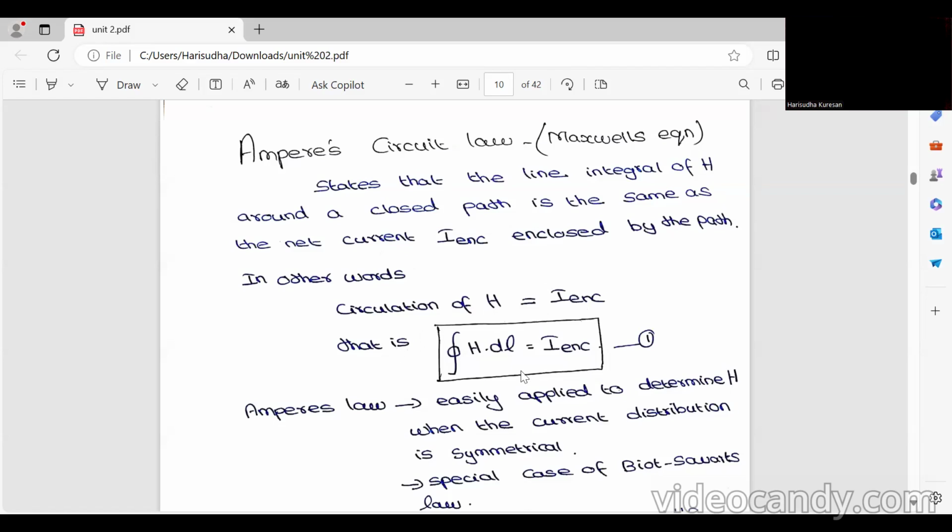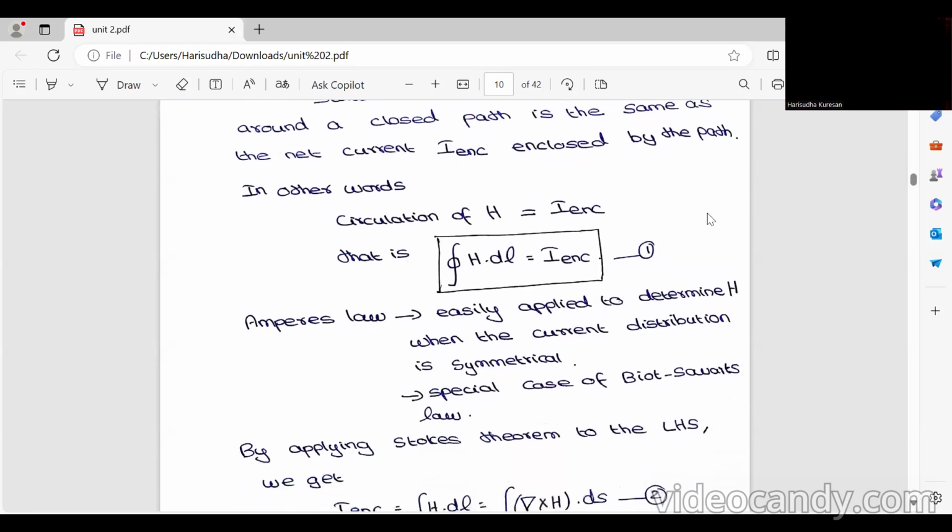So we'll see the expression for Ampere's circuit law. I have said a closed path, so since it is a closed path, I have to put an integral with a small circle over it. The integral with a small circle represents the closed path. H dot dl, where H is your magnetic field intensity and dl is your differential length, is equal to the enclosed current. That is your first equation. Ampere's circuit law states that the closed integral of H dot dl is equal to the enclosed current.